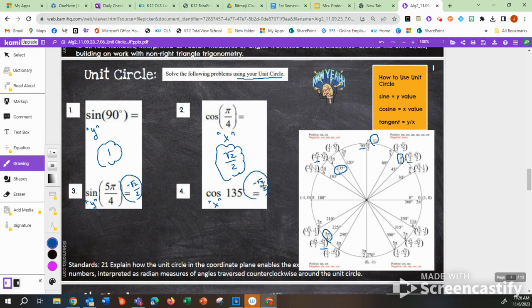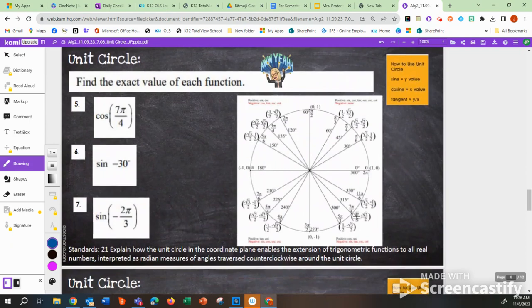All right, let me double check my answers. I kind of flew through that. Cosine of 135. Yep, that's correct. So again, here you have to know sine is y, cosine is x. And we're talking about the x and the y of the ordered pair at the specific angle on the unit circle. So my personal opinion, those are not that difficult, the sine and the cosines. Tangent gets a little bit harder. All right, this says find the exact value of each function. We're pretty well doing the same thing.